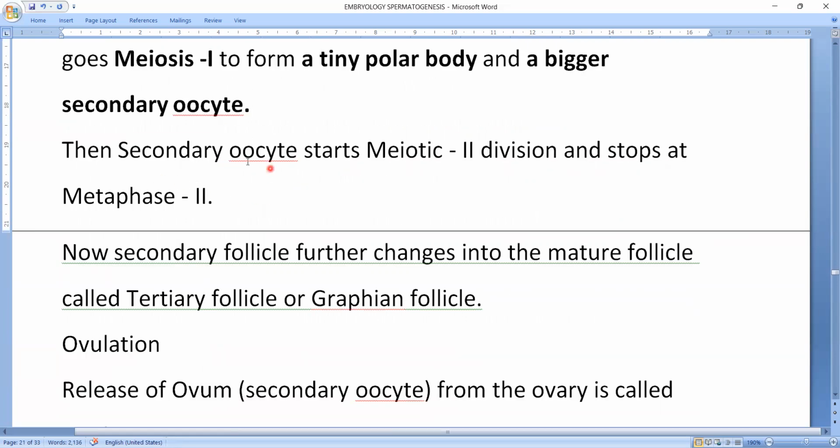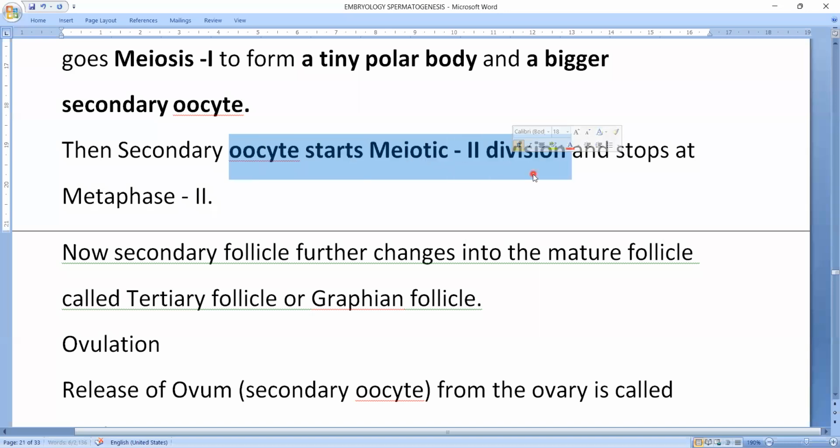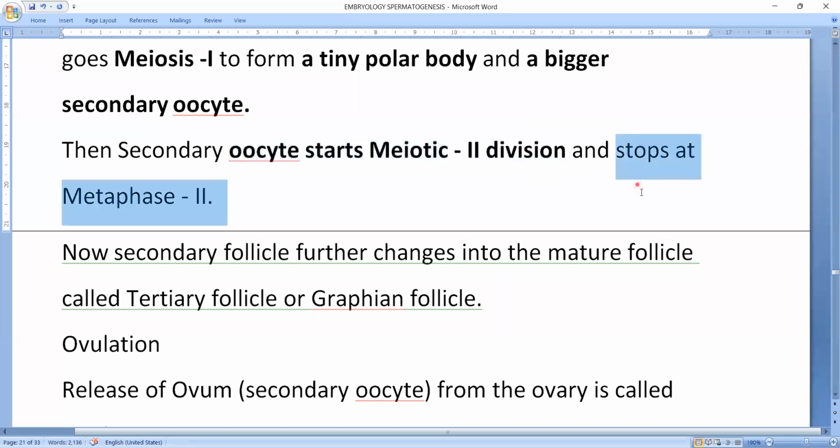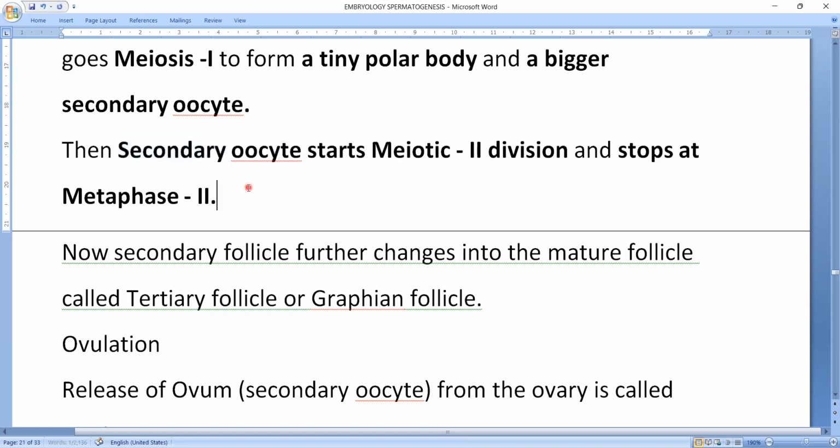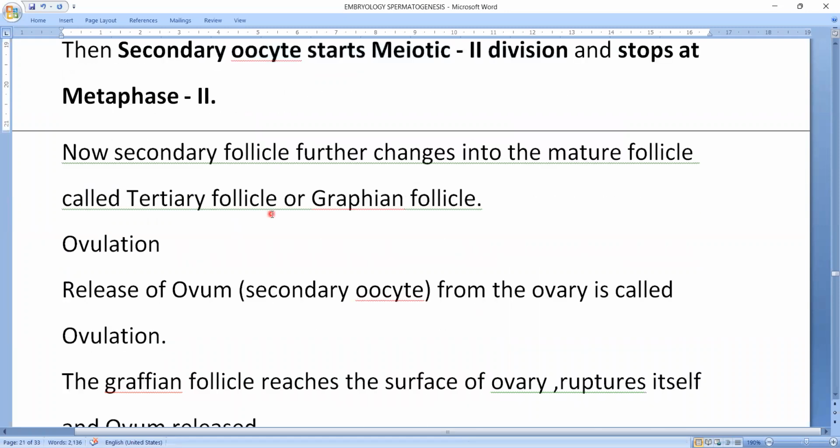Then secondary oocyte starts meiotic second division and stops at metaphase 2. సో ఇది ఎంబ్రియో పుట్టిన తర్వాత ఇక్కడ ఆగిపోతుంది, మెటాఫేజ్ 2 దగ్గర ఆగిపోతుంది. ఇది oocyte అనేది అప్పటికి సెకండరీ oocyte స్టేజ్ లో ఉంటుంది. అందులో అది మళ్ళీ సెకండరీ మియాసిస్ 2 కి ఎంటర్ అయి మెటాఫేజ్ 2 దగ్గర ఆగిపోతుంది.